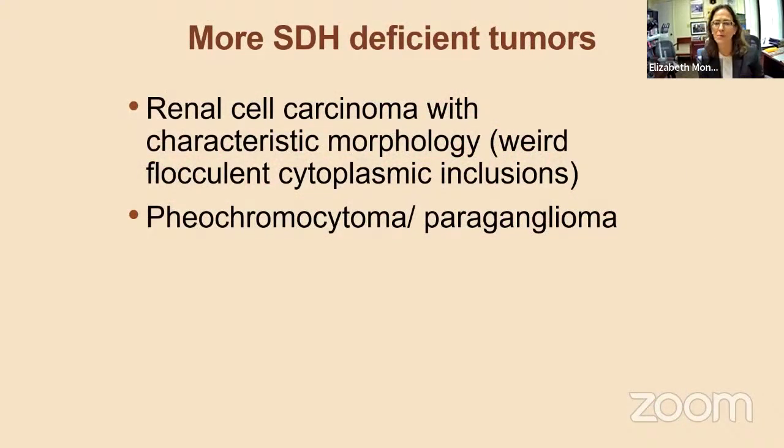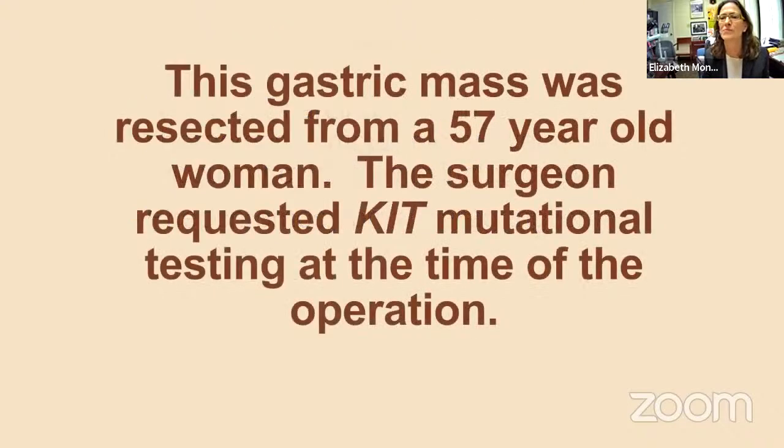Of course, probably many of you are aware of the fact that there's a subset of renal cell carcinomas that's also succinate dehydrogenase deficient. And of course, as we alluded to with the whole Carney business, you can see succinate dehydrogenase deficiency in paragangliomas, of which pheochromocytoma is a classic in the adrenal.